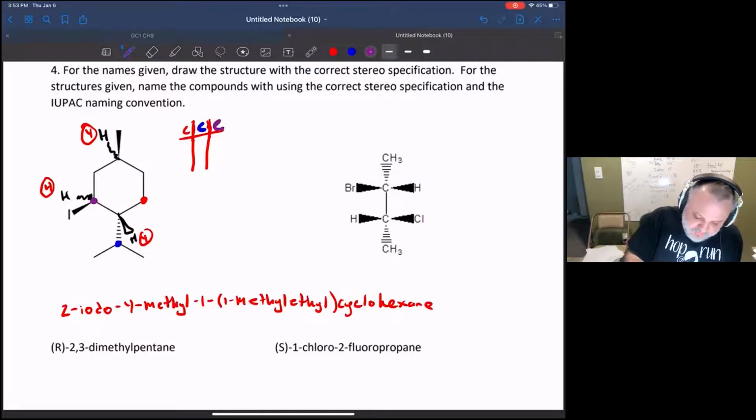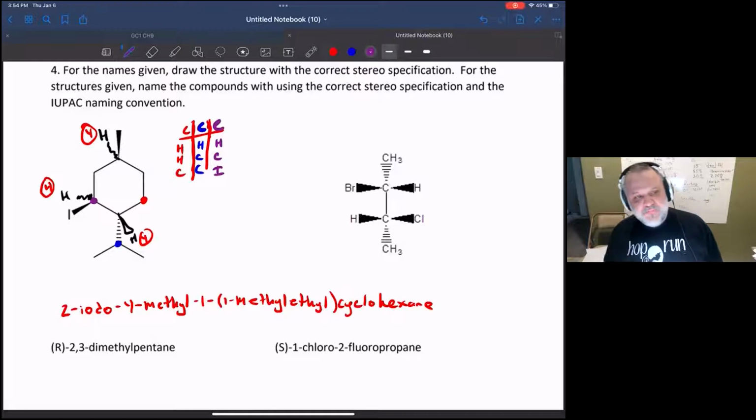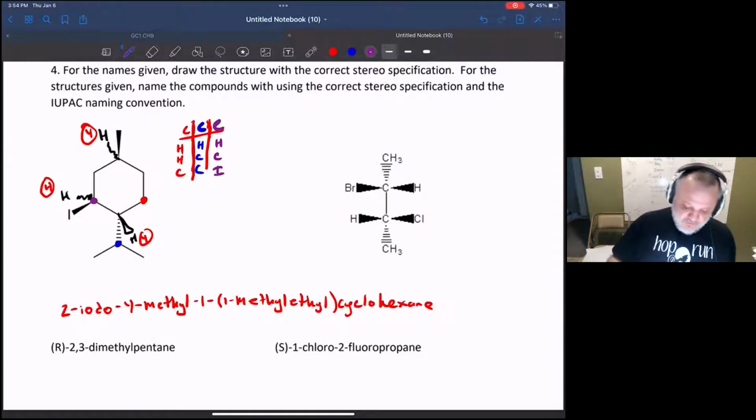The red carbon is connected to, and we're going further down the chain, 2 hydrogens and a carbon. The blue carbon is connected to a hydrogen and 2 carbons. And then the purple carbon is connected to a hydrogen, a carbon, and an iodide. So this is it. We've got the triple tie broken. And so now we know the priorities.